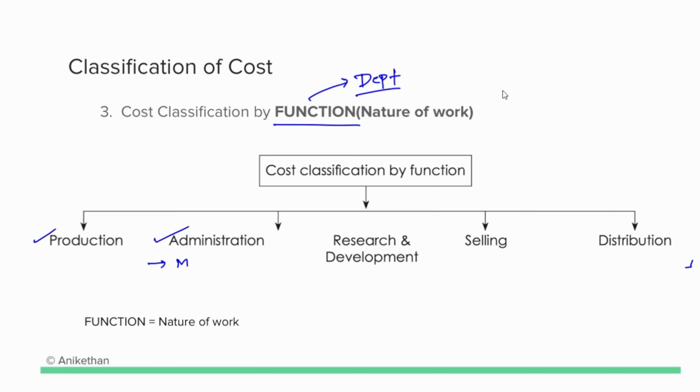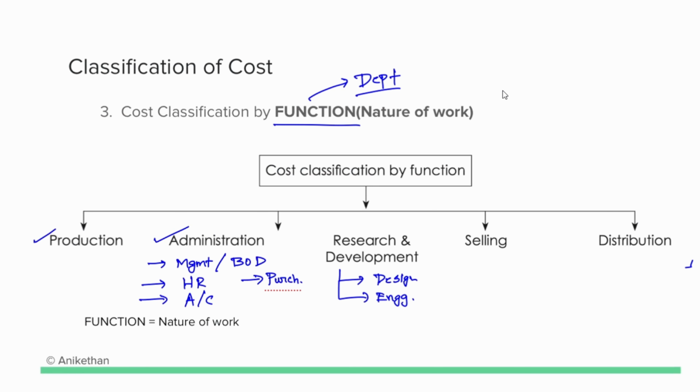You have your management or your board of directors. Then you have HR. Then you have accounts. Then you have purchase or procurement. All of these departments come under administration. Next is your research and development. Basically, here you have your designers, your engineering department. All the costs incurred for this type of work are classified as R&D costs.